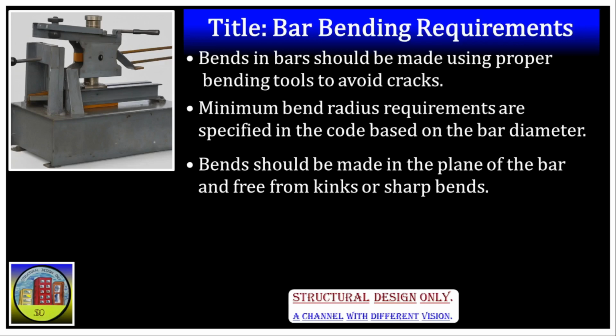Title of this slide: Bar bending requirements. Bends in bars should be made using proper bending tools to avoid cracks. Minimum bend radius requirements are specified in the code based on the bar diameter. Bends should be made in the plane of the bar and free from kinks or sharp bends. Following these guidelines ensures smooth bar bending and bars free from stress concentrations.